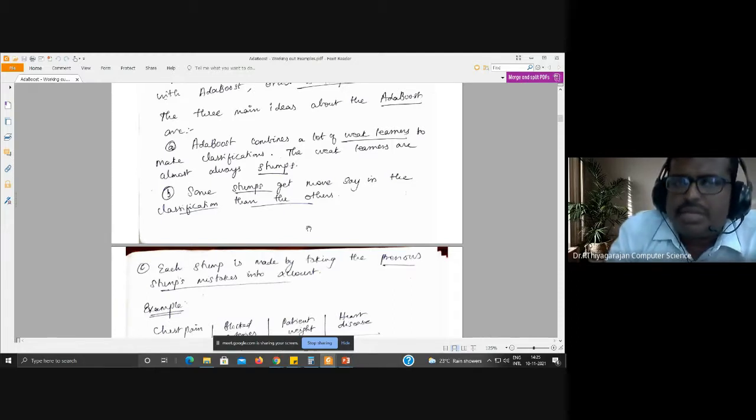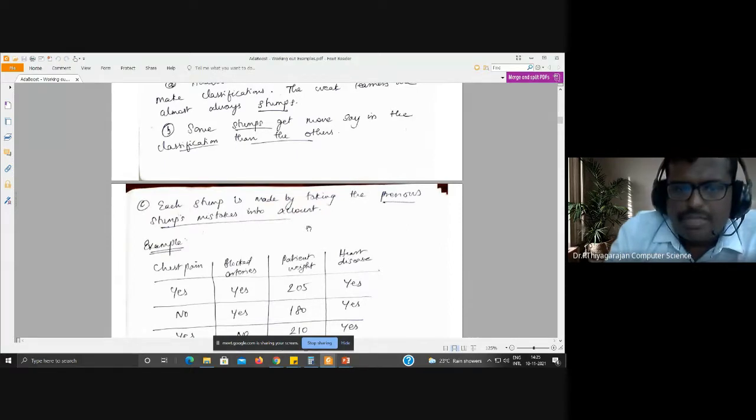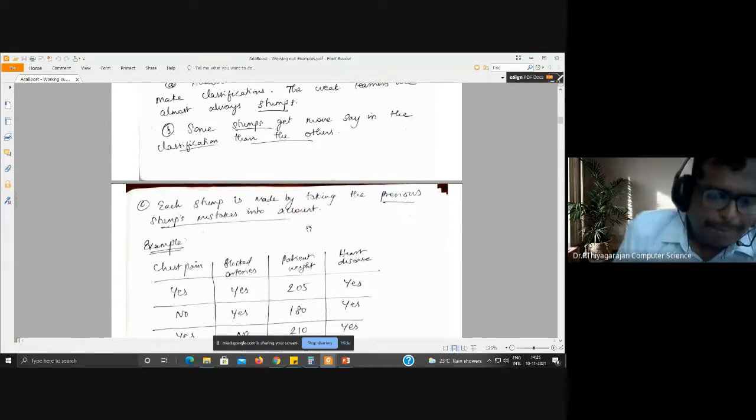The say is a technical term which has a formula in AdaBoost that I will discuss in due course of time. A stump is nothing but a feature with its classification. So some stumps get more say in the classification than others. The third point is that each stump is made by taking the previous stump's mistake into account.